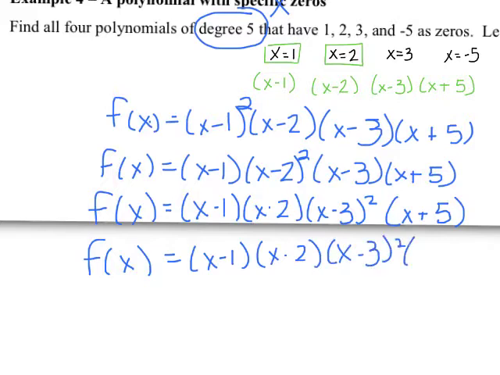Oops. I'm making that last one the double zero this time. Okay, so those are the 4 possible polynomials that would have represented, see, this is the root of 1, this is the root of 2, the root of 3, and the root of -5, which in this case happened to be the double zero.